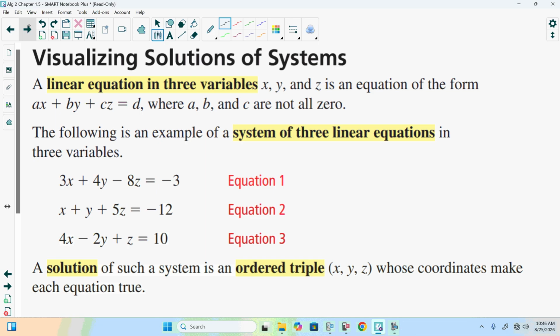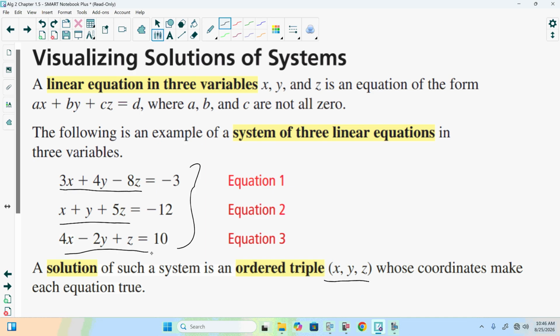If we plug those three values, the values for x, y, and z, into each of these equations, we'd get a true statement. The left side would equal the right. So we would look for a value of x, y, z that would make 3x plus 4y minus 8z be negative 3. Those points would also make x plus y plus 5z be negative 12, and 4x minus 2y plus z equal 10. We're looking for that point, or that set of values.